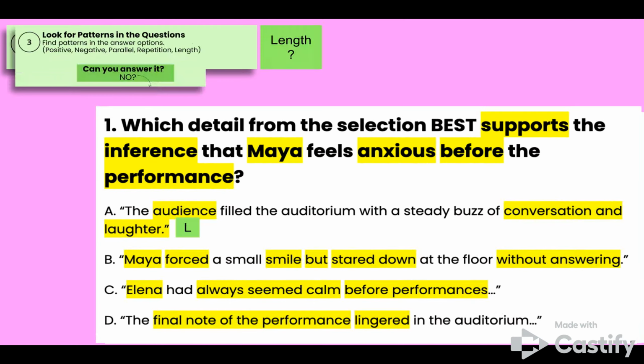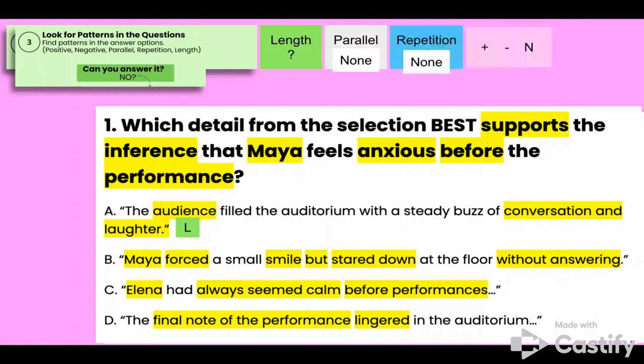So the length, I noticed that A is longer. Parallel, there's none of that going on. That would be if it started off the same. Repetition, none. And then we have positive, negative, neutral. Okay, Maya feeling anxious before the performance is negative. This is positive, positive, neutral. All right, and so we look for if the question wants a negative, right? We're confirming. Then B is your only option right here. So actually that pattern seeking helped us.